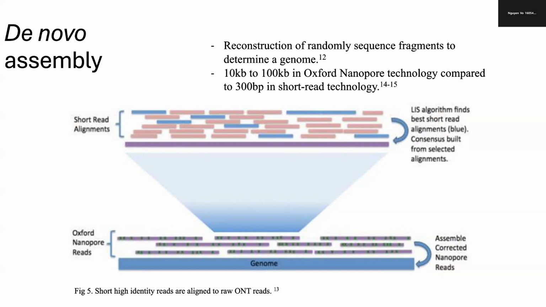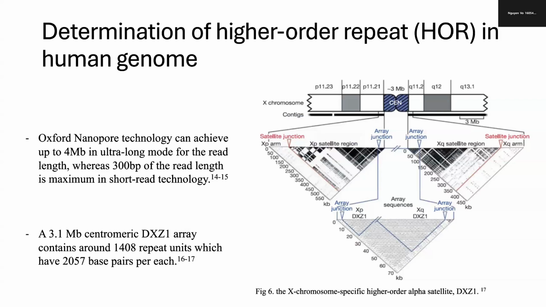This is due to the repetitive sequences in these regions that are much longer than the maximum read length in these technologies. For example, the centromeric DXZ1 array in the human X chromosome is approximately between 2.8 to 3.1 million base pairs, and contains about 1,408 copies, each of which has around 2,057 base pairs. Short-read technology has a maximum read length of only 300 base pairs, whereas the long-read technology, typically the Oxford Nanopore technologies, can achieve a read length up to 4 million base pairs.